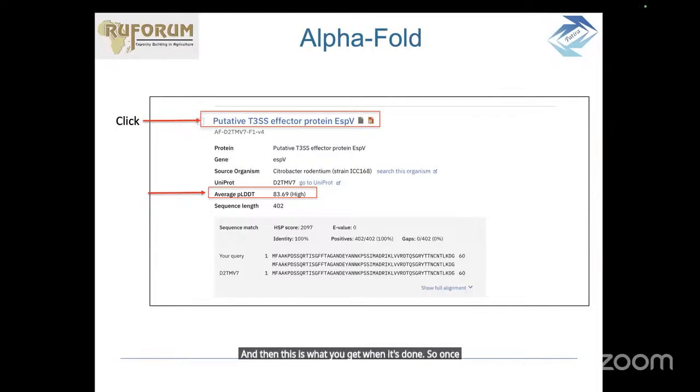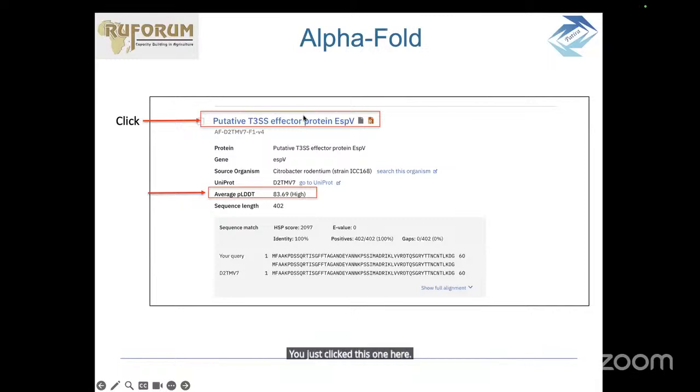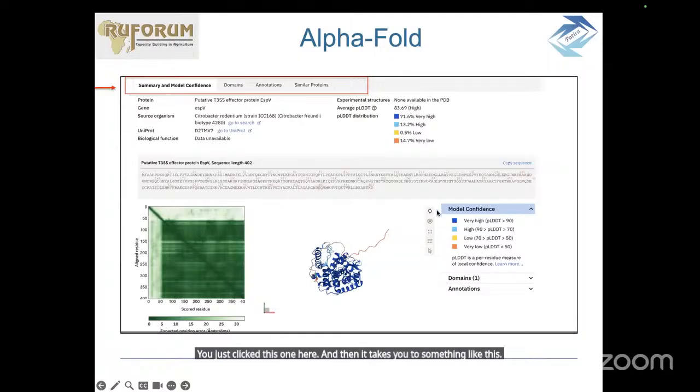So when it's done, it gives you basically a protein name, kind of a link. And then it gives you the score. This one's 83.69, which is high. And then also it gives you the query, the sequence that you sent, and then the sequence that's in the database, okay? So this is the first output that you see. But if you want to see the detail of the real results, you just click this one here, and then it takes you to something like this, okay?